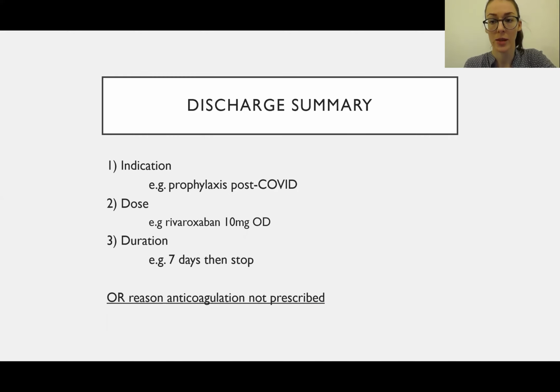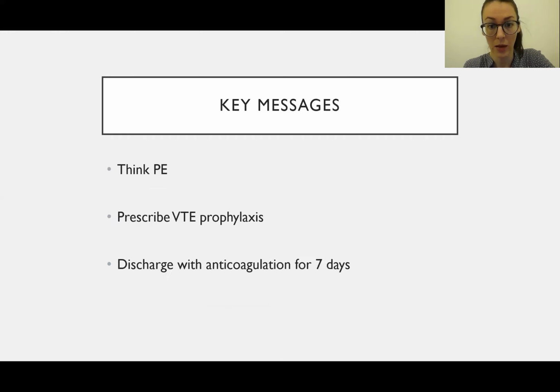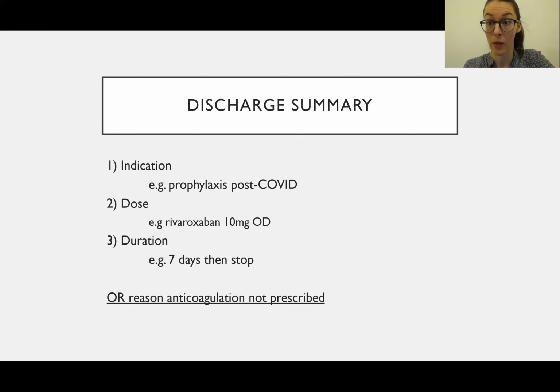So what should we be writing in our discharge summary? It's important that the indication is clearly stated. As we've been discussing, PE is a major complication in patients with COVID-19. So what we do not want to happen is for somebody who has had a diagnosis of PE whilst in hospital to have the anticoagulation stopped inappropriately because it's thought to be prophylaxis. So indication is key, and hand in hand with that goes dosing. The dose of rivaroxaban should be clearly stated, whether it's prophylaxis or treatment.